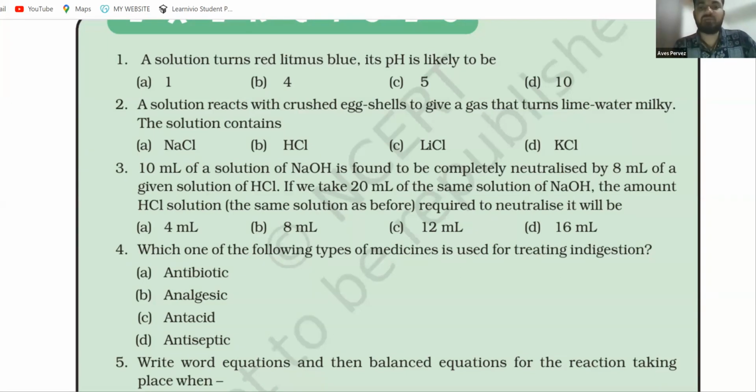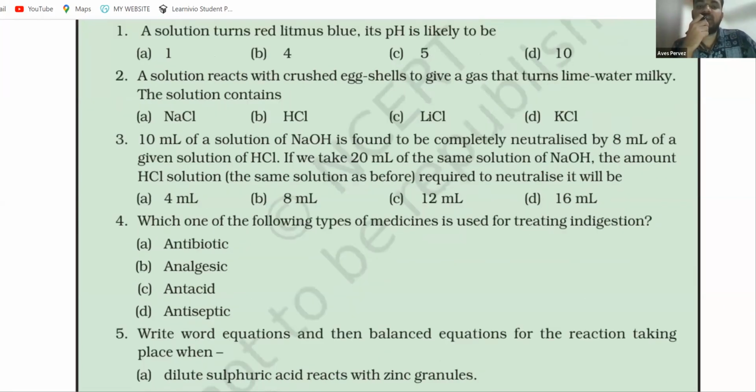Okay. Now a question from the same topic that we are studying. 10 ml of a solution of NaOH is found to completely neutralize 8 ml of HCl solution. If we take 20 ml of the same NaOH solution, what amount of HCl of the same concentration will be required? Which option is correct? Question number 3, 16 ml. For 10 ml, we need 8, so for 20, we need 16 ml.